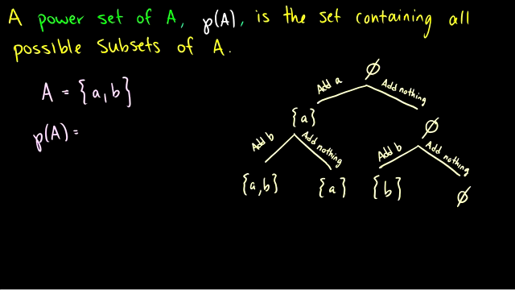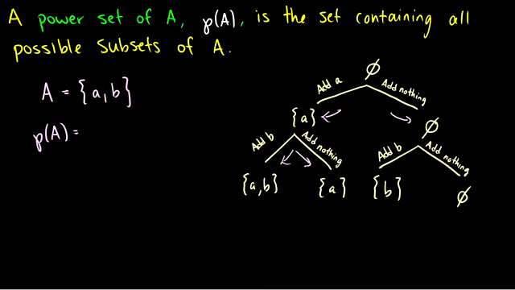With every element in the original set A, we start with an empty set, and we ask ourselves, do we add the first element? So here I'm starting with the empty set, and I'm asking myself, should I add A? If I add A, then I get the set containing A. If I don't add A, I'm left with the empty set. Now we move to the next element, and we ask ourselves, should we add B? If the answer is yes, then we end up with the set A and B. If we don't, then we end up with the set containing A.